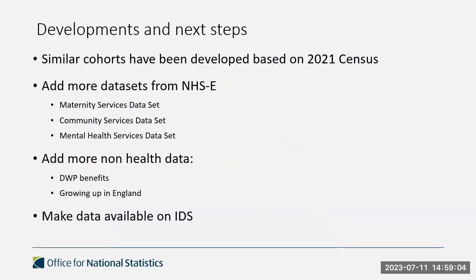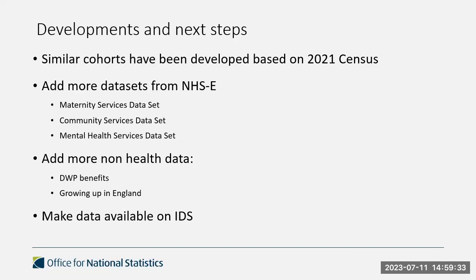So what are we doing now? As I said, we are building similar cohorts with the 2021 census. We are adding more and more data sets from NHS England. The maternity data set is one of our priorities, as well as the community services data set and the mental health services data set. We're also adding more non-health data, so DWP benefit data, and some educational attainment data from the Growing Up in England study.